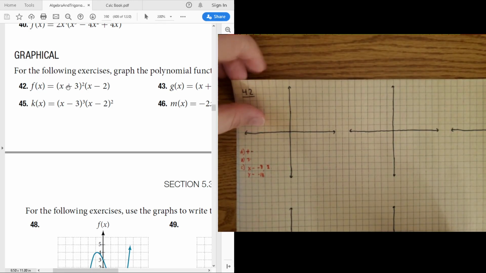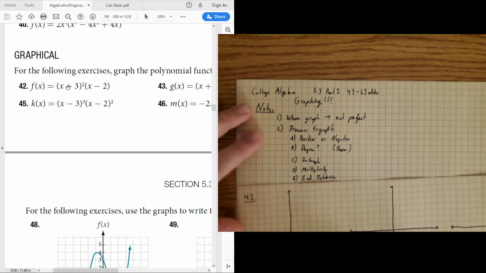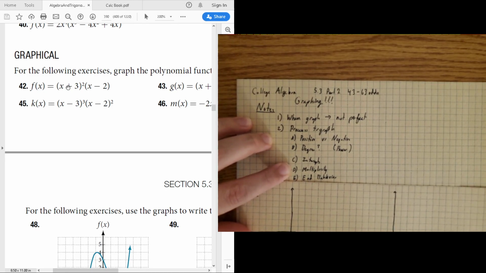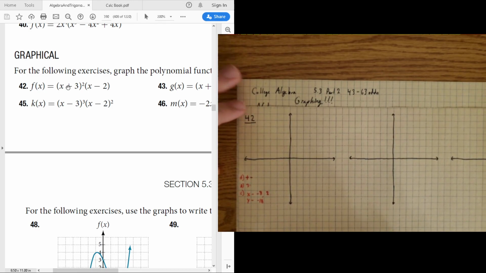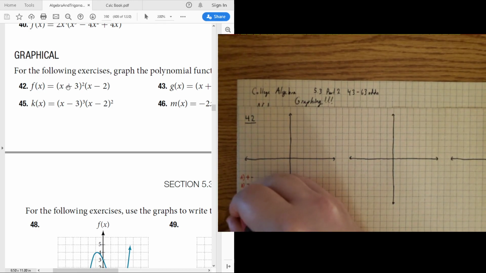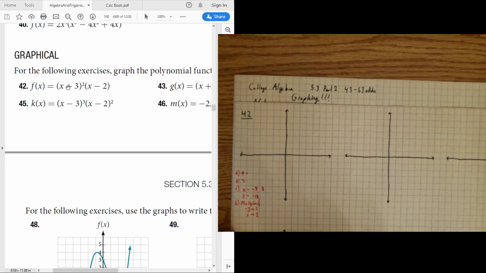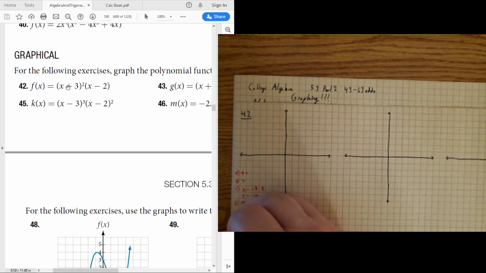Okay. Part D. I want to determine any multiplicities. And then finally, part E, I want to determine any end behavior. So, let's talk about multiplicities. D. Multiplicity. Well, negative 3 has a multiplicity of 2. And 2 has a multiplicity of 1. Now, in a second, I'm going to show you how to graph that piece. And then finally, the end behavior we'll do afterwards.